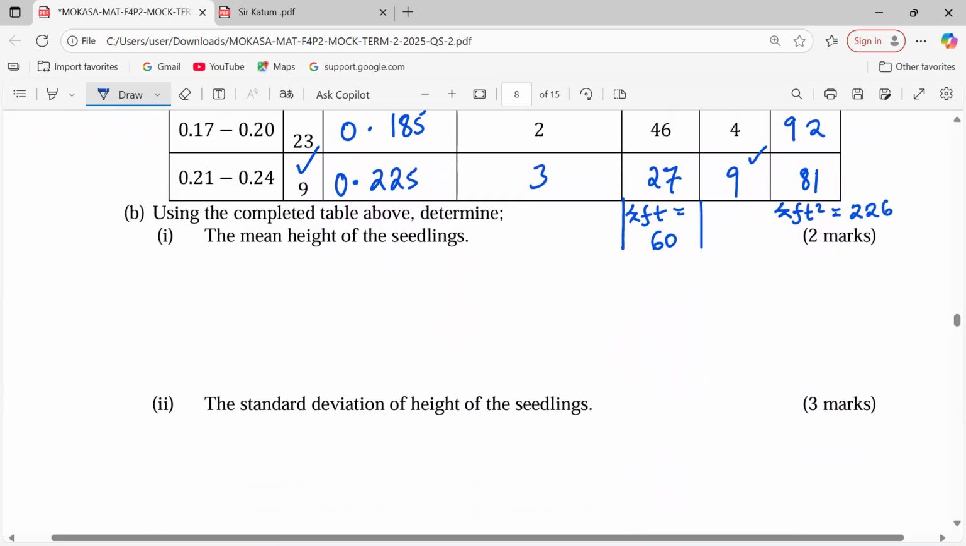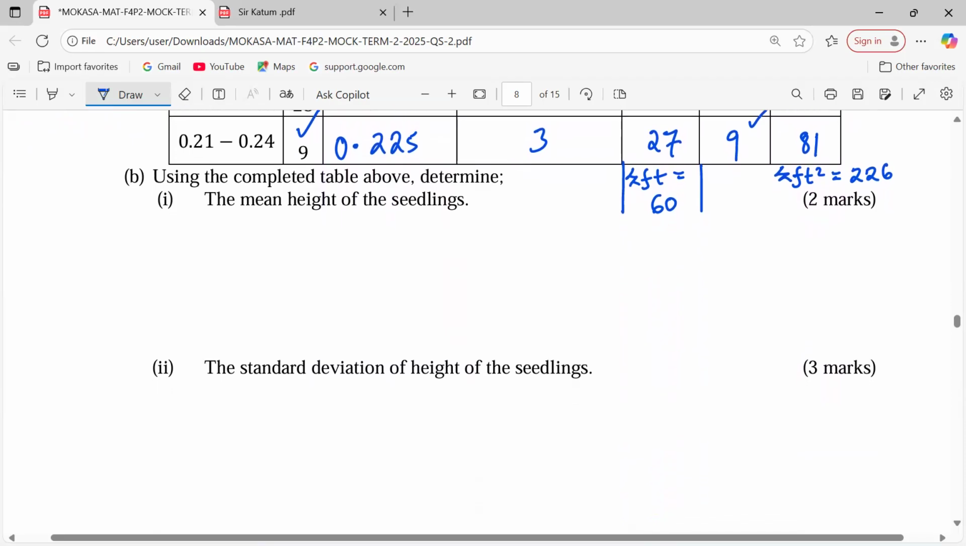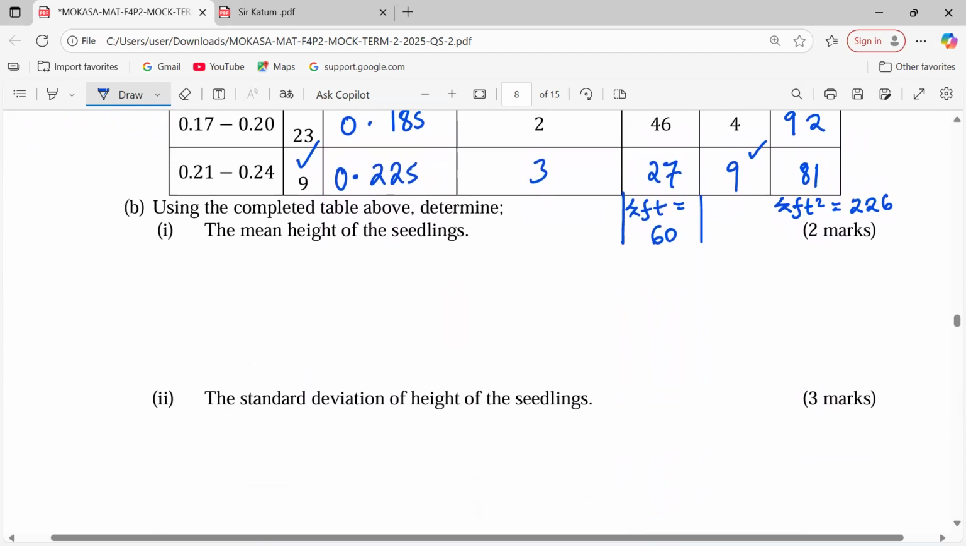Yeah, 226. That way, 226. Using the completed table above, determine part 1, the mean height of the seedling.